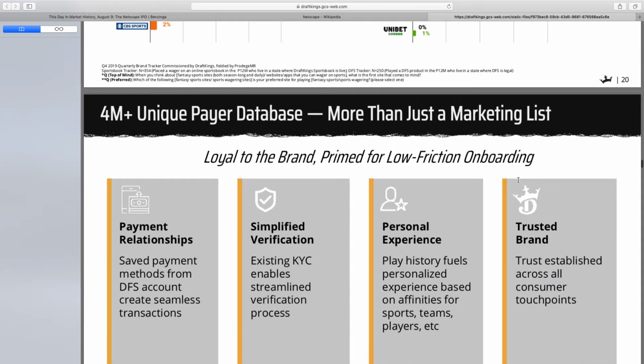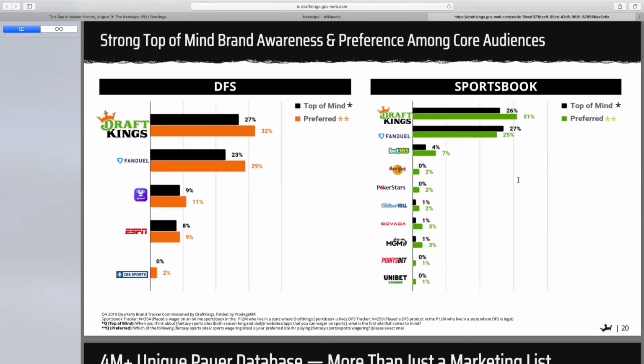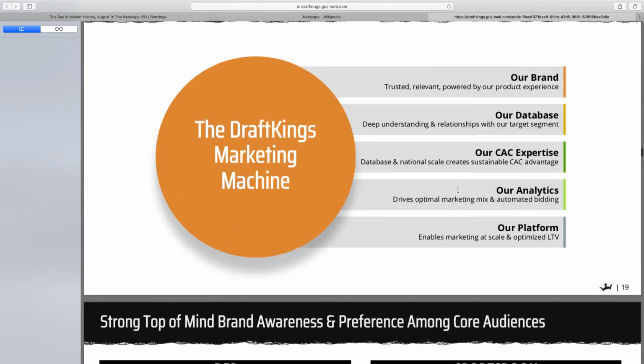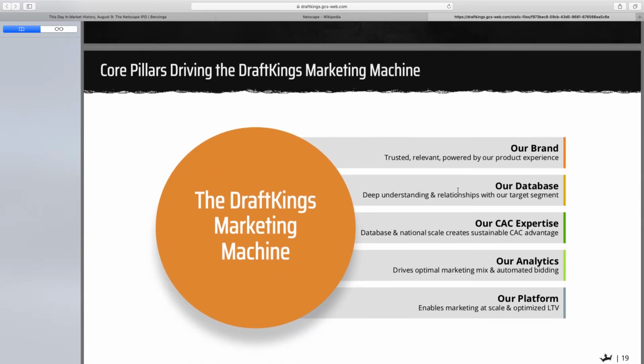DraftKings is an American company, and they're going huge with American brands like the NFL, a partnership that FanDuel does not have. These two are already the big dogs. They're way ahead of any other daily fantasy sports like Yahoo, ESPN, CBS Sports. Those are all small players. And when it comes to sportsbooks, nothing else is even coming close. You've got Bet365, PokerStars, all these small players. It's just the marketing dominance, DraftKings is this marketing machine that's going huge on the NFL.